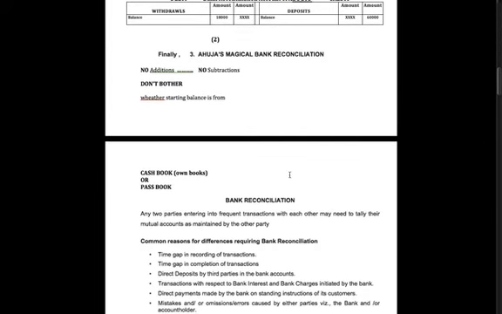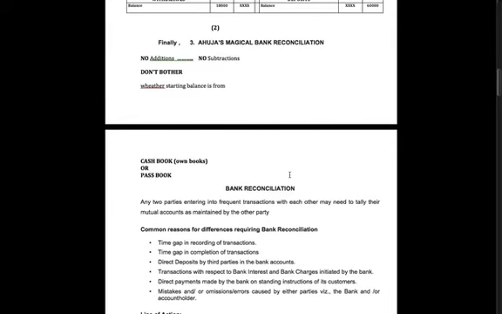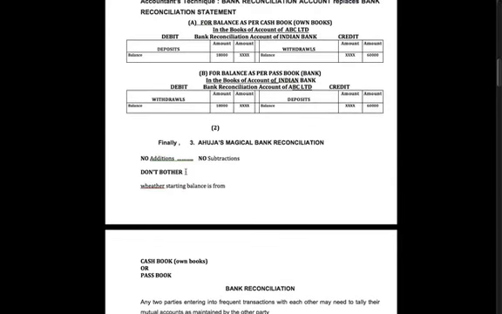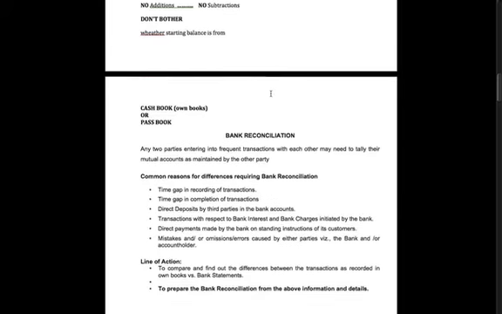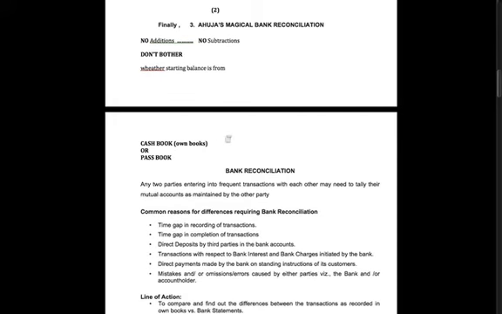Now coming to my main topic here, AHUJA'S magical bank reconciliation. In this I claim no additions, no subtractions. Don't bother whether the starting balance is from the cash book or passbook. Earlier I explained in the accountant's reconciliation that you have to do it two ways: one from the cash book, the other from the bank book. But in this magical reconciliation you will see that there is only one reconciliation irrespective of all these things.